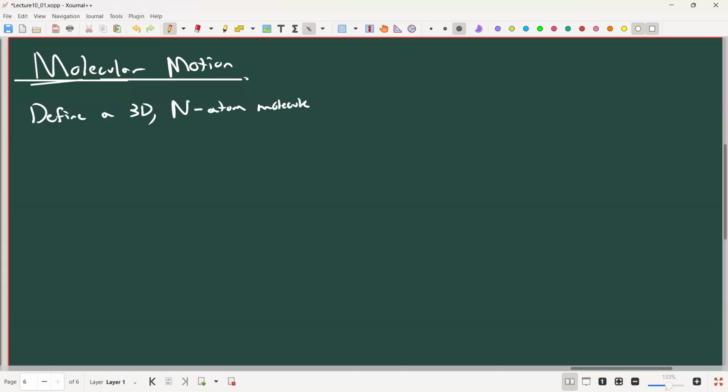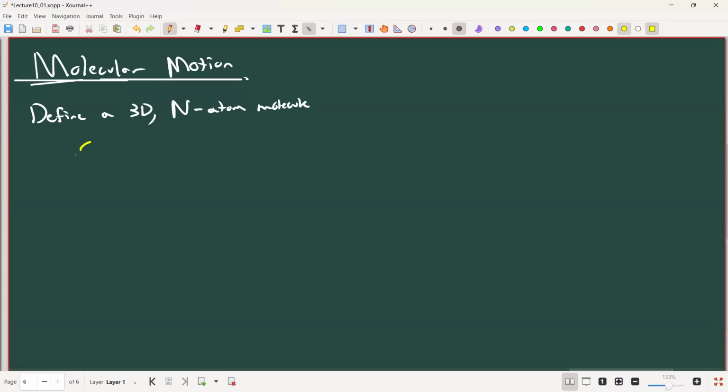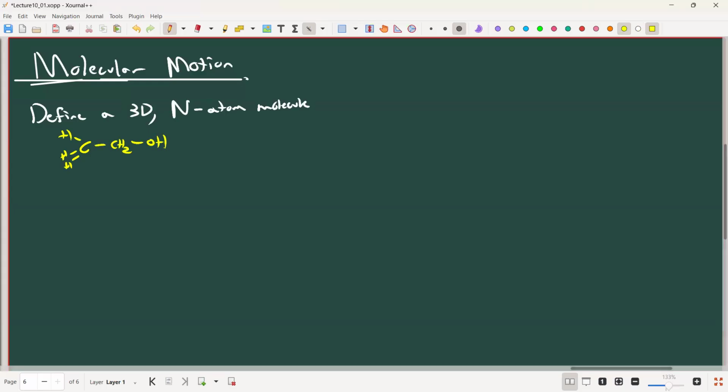Maybe it could be ethane. Ethane's a perfectly fine one, ethanol is a perfectly fine one. I don't care what molecule it is. I'll just draw ethanol. How many different coordinates does this system have in the Born-Oppenheimer approximation? How many different ways can we move the nuclei?